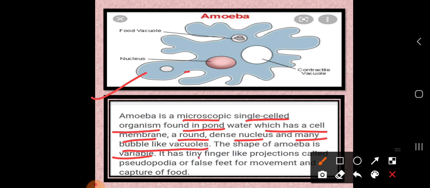It has tiny finger-like projections. You can see here that so many fingers are there. These very tiny finger-like projections are called pseudopodia. Just as people have hands to take their food, in a similar way the amoeba also has its hands, which are called pseudopodia, or false feet, for movement and capturing food. So how do they capture their food? With the help of pseudopodia, their small feet.